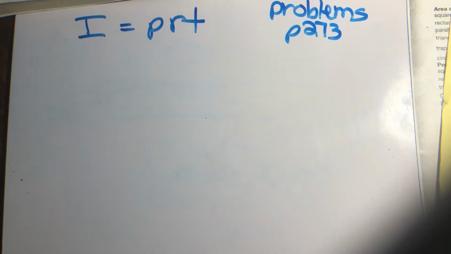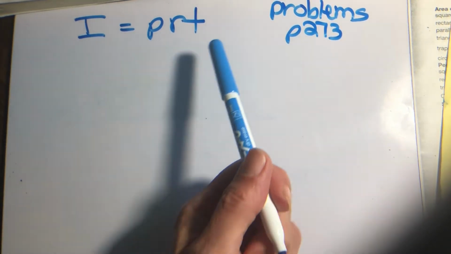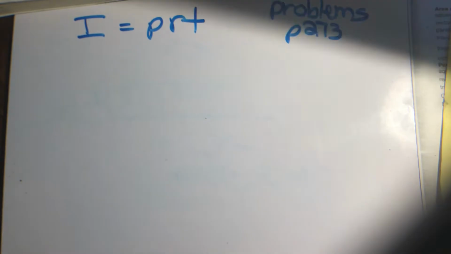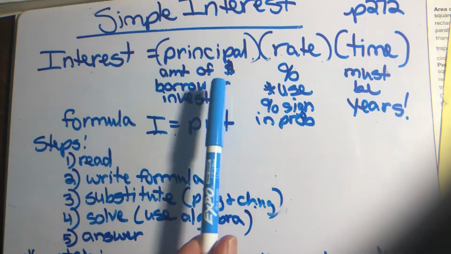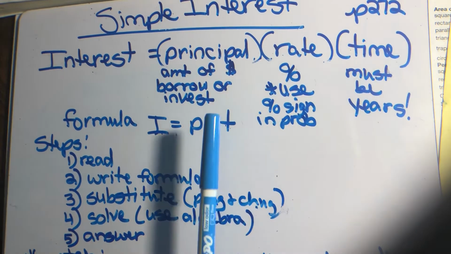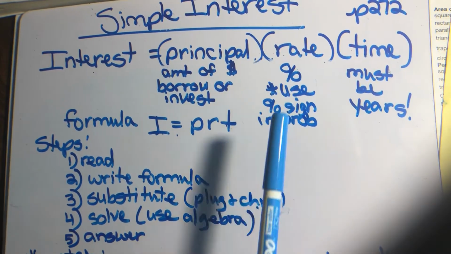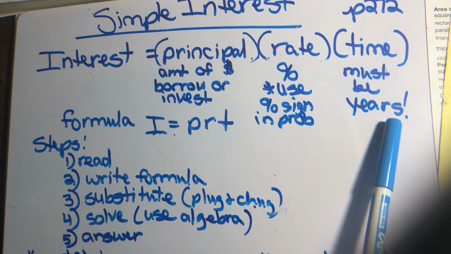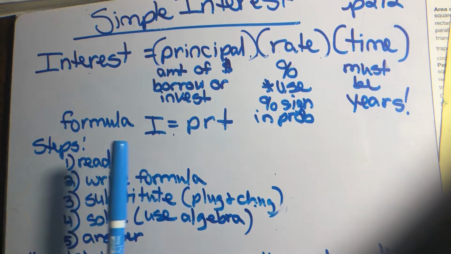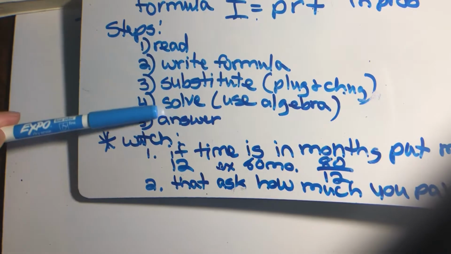Let's continue our work with simple interest by doing a few problems on page 273. Now remember, we talked about in the previous video that our formula is principal times rate times time. Rate has to be with the percent sign, or you got to change it to a fraction or a decimal. Time must be in years, and we're going to always follow our steps every time we deal with a formula.